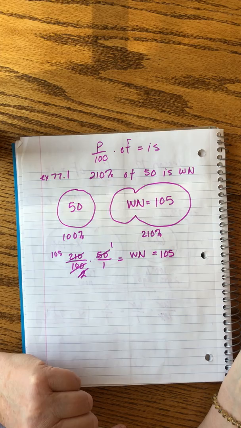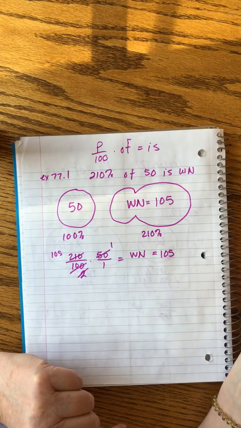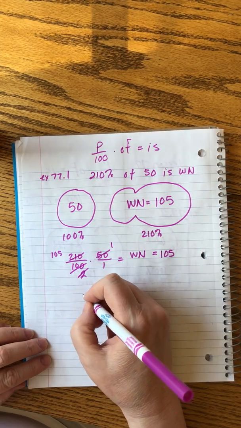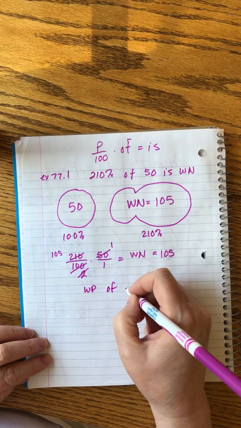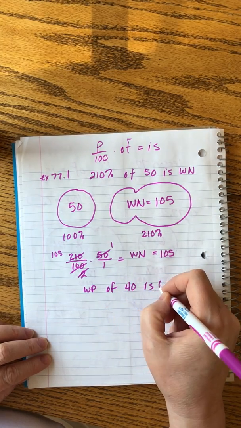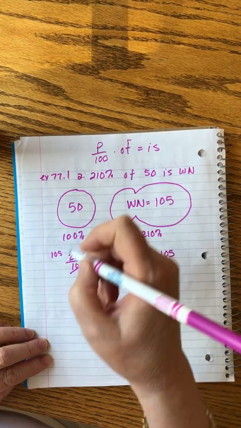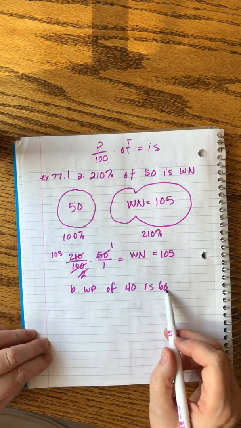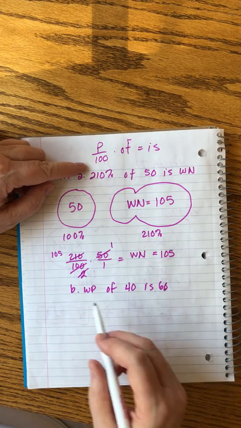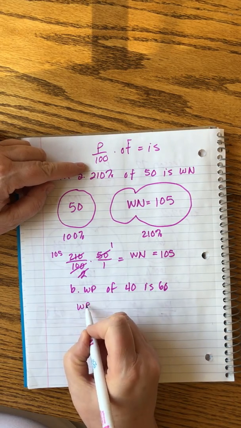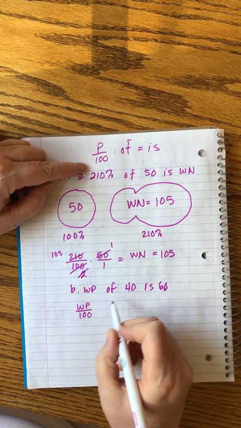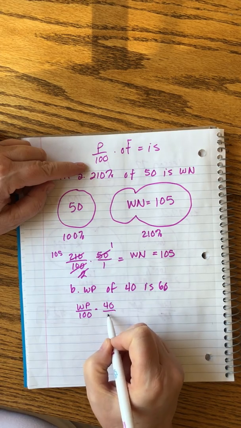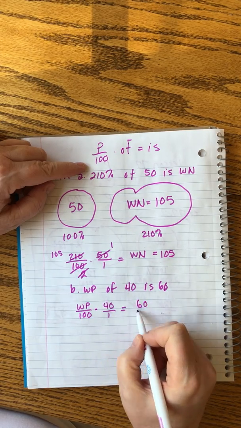Right? What percent of 40 is 60? Okay, this is one of those cheater examples where there's 3 separate things. What percent of 40 is 60? We use this: what percent over 100 of 40 times 40 over 1 is 60 over 1.